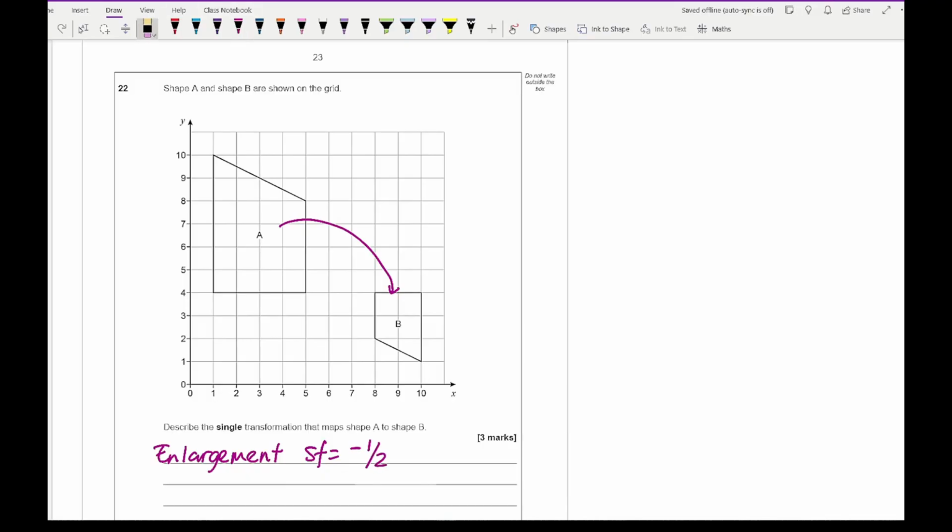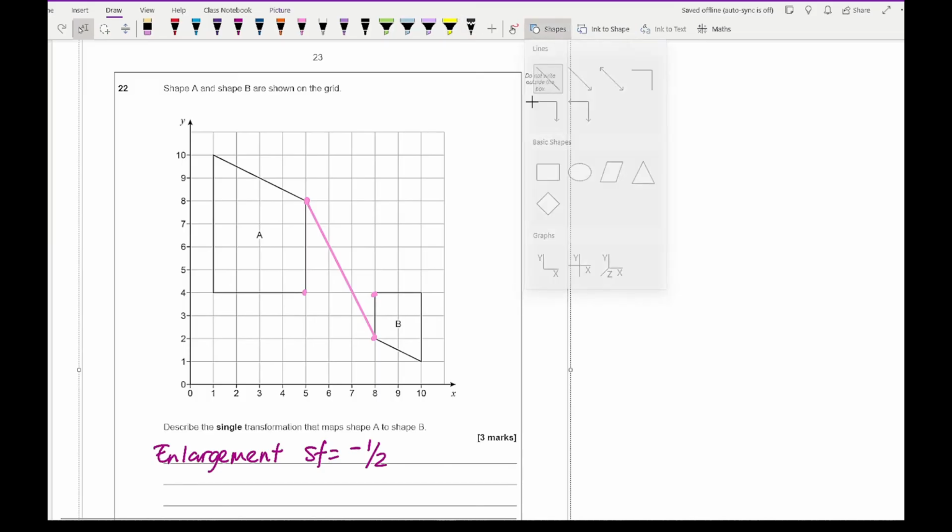Now the last thing for me to find is the center of enlargement. How we do that is we join two corresponding points together, and where the two projection lines cross will be our center of enlargement. So here, if I just join these points together, just bear with me because this can be a little bit fiddly on the computer. And this will be a lot easier if you're doing it on paper with a ruler and a pencil.